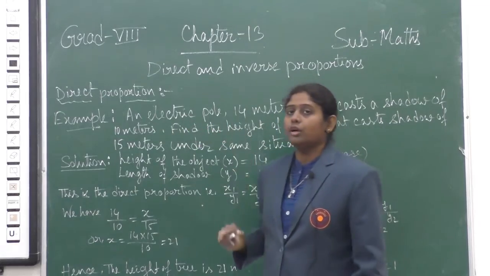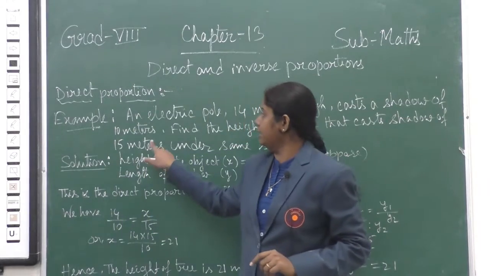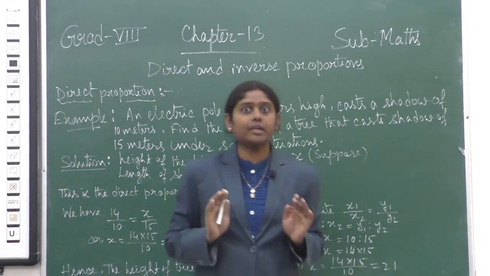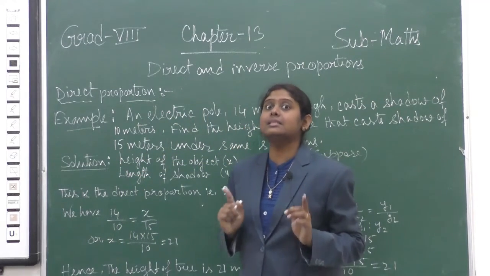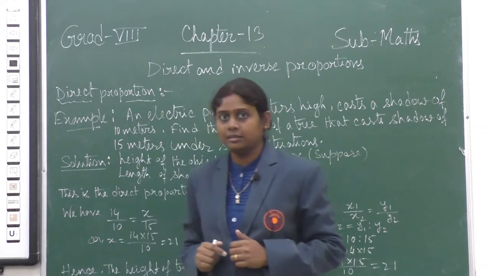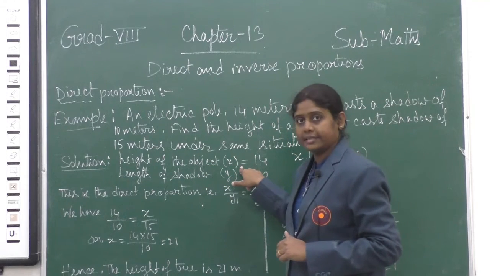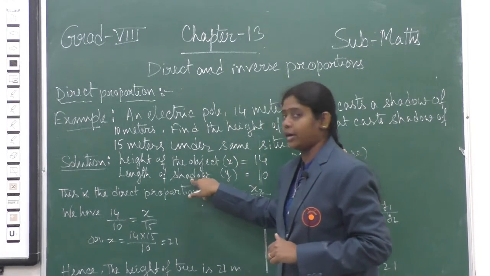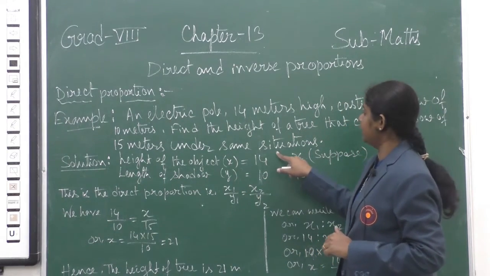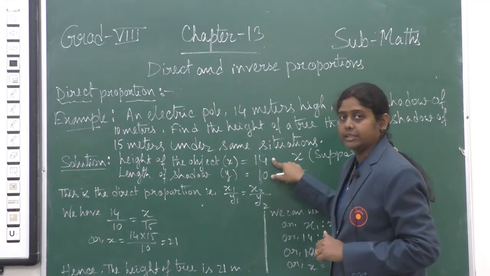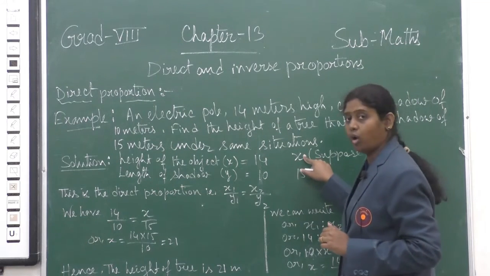An electric pole 14 meters high casts a shadow of 10 meters. Find the height of a tree which casts a shadow of 15 meters under the same situation. Let us start the sum. So the height of the object, suppose, is variable X, and the length of the shadow is our variable Y. So when Y is 10, X is equal to 14. When the value of Y is equal to 15, we need to find the value of X.